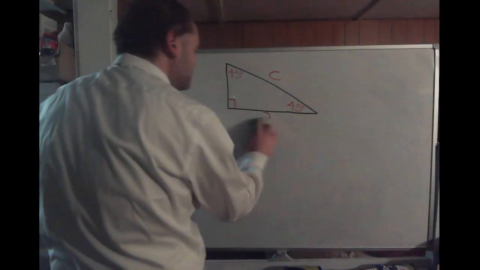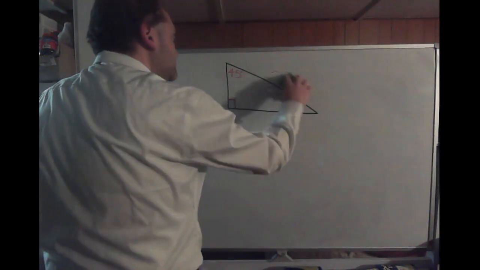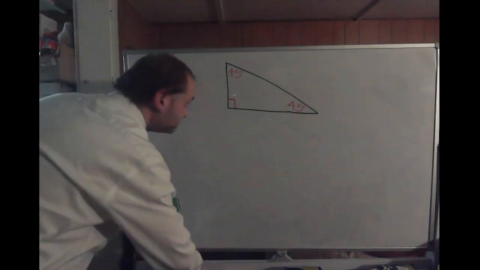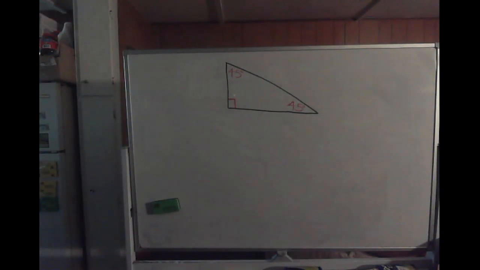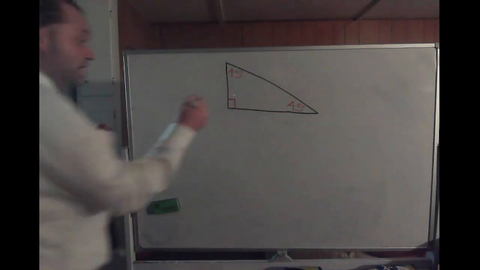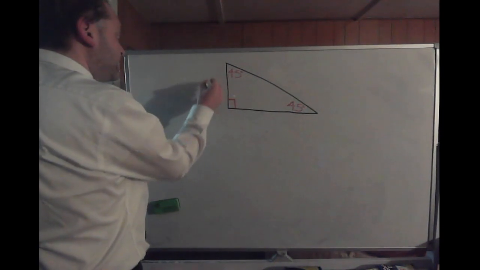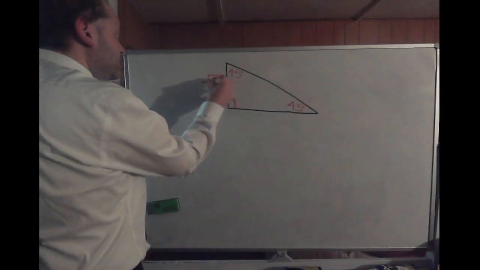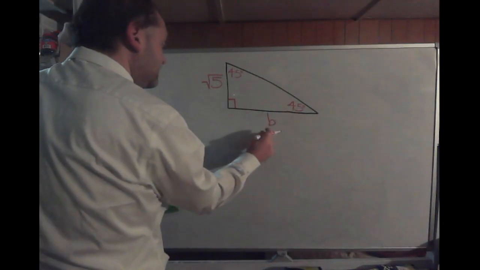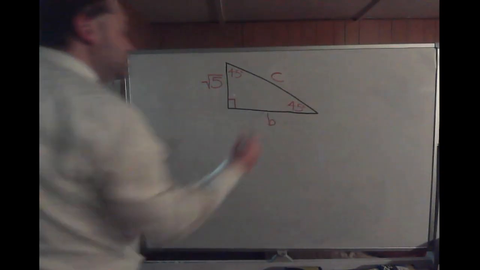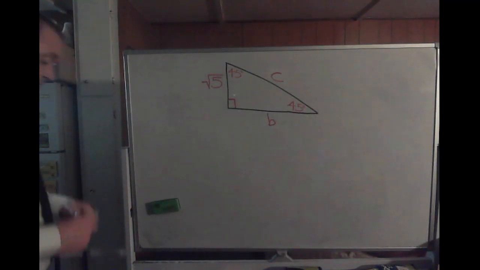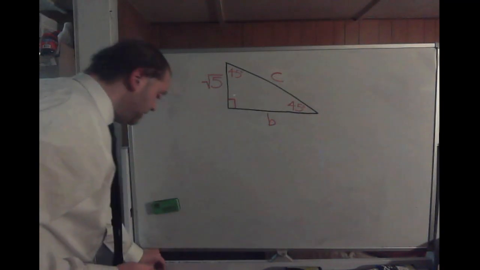All right. Let's see what we got for the next one. All right, so we have the square root of 5 for this leg. This is B, and then this is C. So we got to find the lengths of B and C.